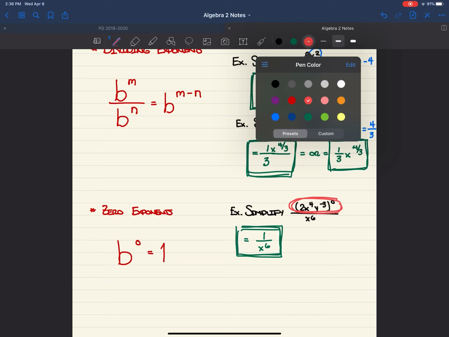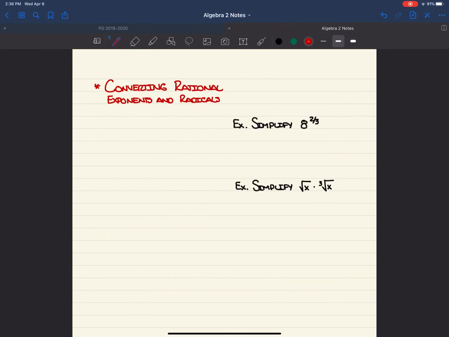So almost there. We have one property left. Our very last property is what we call converting rational exponents and radicals. If we think about this, the word rational really just means, what if we had a fraction as our exponent? So for example, if I had a base b raised to the power of m divided by n, so we have a fraction in the exponent. What that's saying is, well, look, the denominator, that's telling us the nth root.